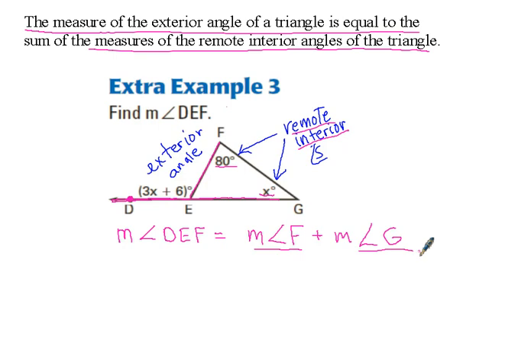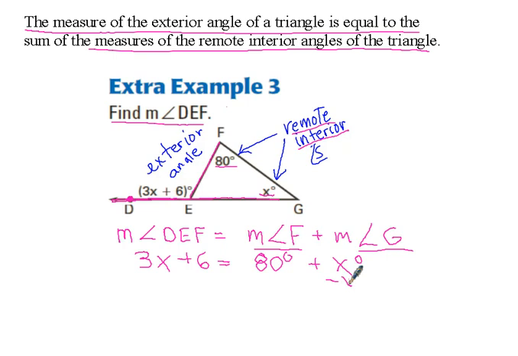Alright? So what we'd like to do to solve this problem, they're asking us to find the measure of angle DEF. So we can do that by substituting in the measures of these three angles that were given to us in the problem. So the measure of angle DEF, I'm going to substitute in 3x plus 6 degrees. For the measure of angle F, we're going to put in 80 degrees. And for the measure of angle G, we're going to put in x degrees. So now if I solve this, I should be able to solve it for x.